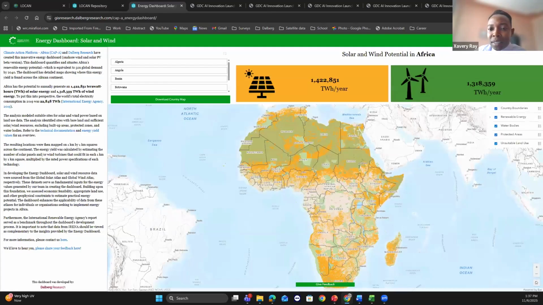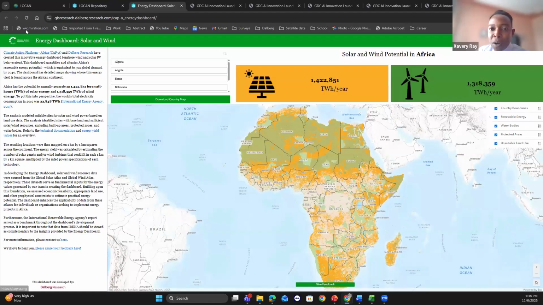An example of a use case is our renewable energy dashboard. It helps users see which areas across Africa have strong potential for renewable energy. A partner who wants to invest in or expand in renewable energy can quickly see where the biggest opportunities are.